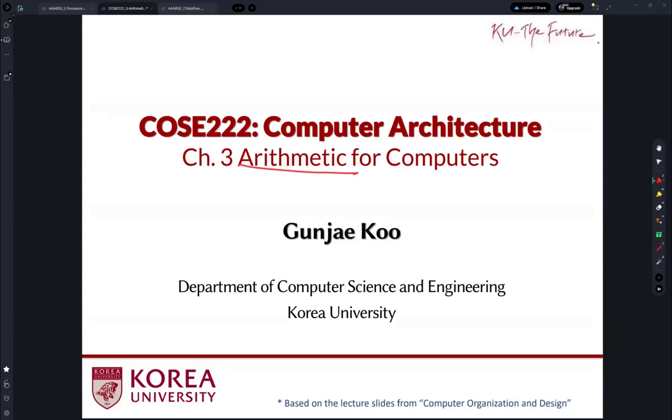For the midterm exam, we will take it on April 24 during the regular class time, and we will take the exam in this place. And for April 22, there is no class. We will not have a class on April 22.